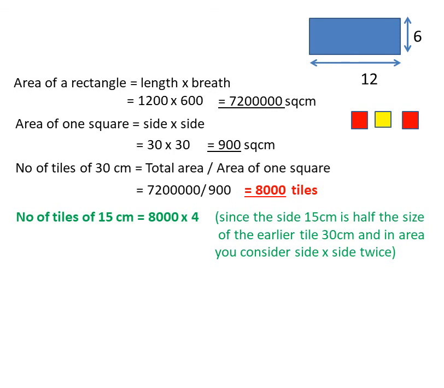Okay, so हमने लॉजिक क्या लिखा है, since the side 15 centimeter is half the size of the earlier tile 30 centimeter and in area you consider the side twice. side into side होता है, तो एक साइड का हम डबल करेंगे, मतलब 15 का डबल, और दूसरे साइड का भी करना पड़ेगा 15 का डबल, राइट. सो दैट गिव्स मी इंटू 4. तो आंसर आता है 32,000 टाइल्स. ये एक तरीके से फाइंड आउट कर सकते हैं.